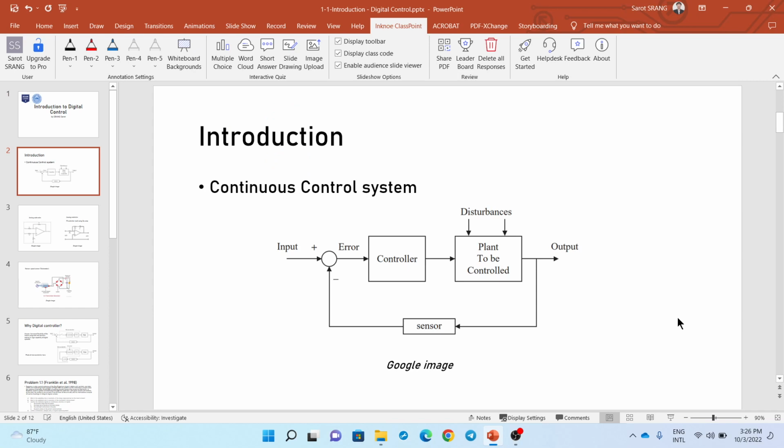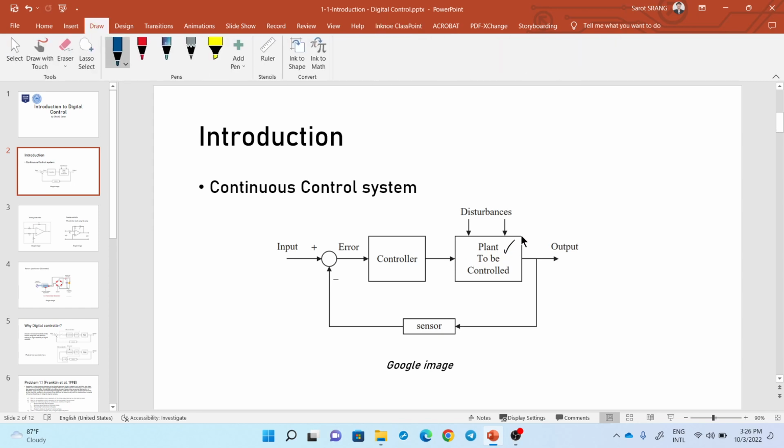First, let me review a little bit about continuous control system. You can see here a block diagram of a continuous control system. First, you have the plant. You need to do the mathematical modeling when you need to do a simulation. So you have a dynamic equation in the form of differential equation represented by this block.